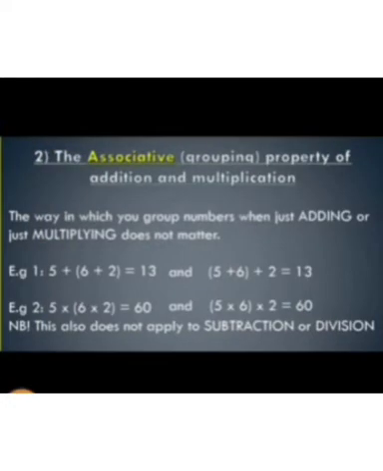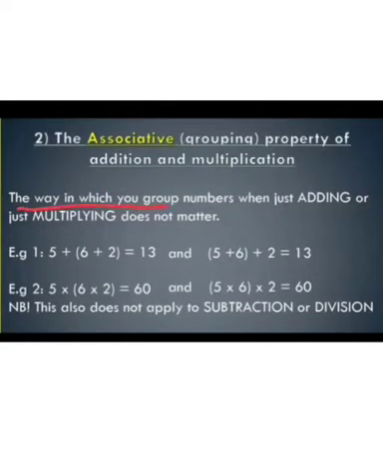Now we will discuss the next property, that is the associative property of addition and multiplication. The way in which you group numbers when just adding or just multiplying does not matter. For example, if we take three numbers 5, 6 and 2, and if we add 6 plus 2 first and then add 5 to it, we get 13. Similarly, if we add 5 and 6 first and then add 2, we get 13. Thus, what we observe is that the sum of three whole numbers remains the same even if the grouping is changed.